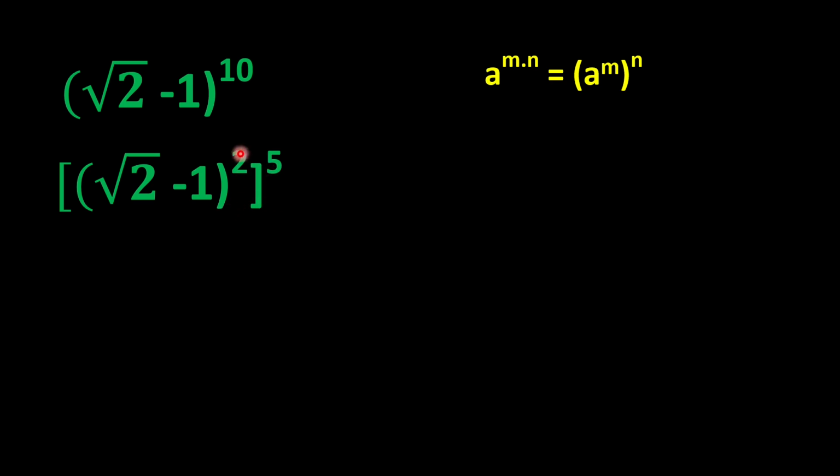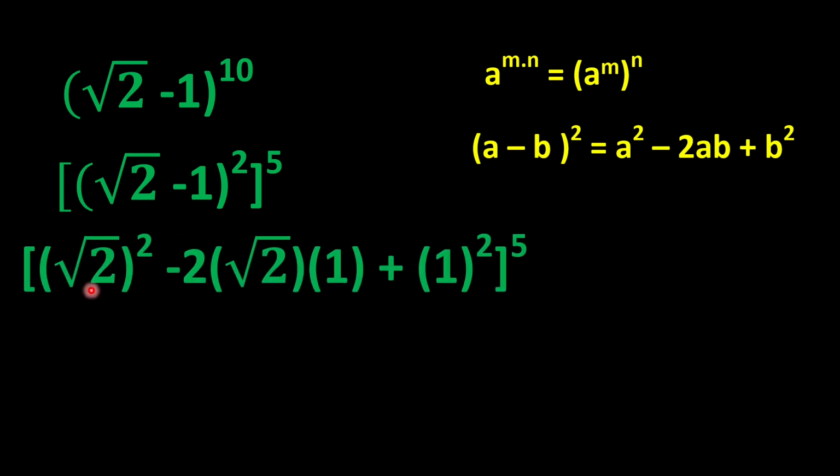Now look at this section of the question. We can use a formula which is (a minus b) whole square is equal to a square minus 2ab plus b square. So let's expand this according to this formula. Here a is equal to under root 2 and b is equal to 1. So it will become (under root 2) square, that is a square, minus 2ab plus b square, all power 5.